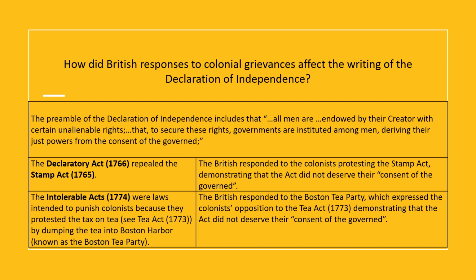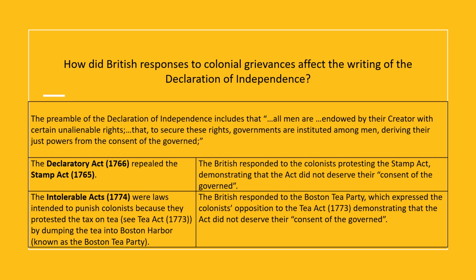So how did British responses to colonial grievances affect the writing of the Declaration of Independence? Well, first we should look at the preamble of the Declaration, which includes that all men are endowed by their Creator with certain unalienable rights, God-given rights, that cannot be taken away by government, that to secure these rights, governments are instituted among men, deriving their just powers from the consent of the governed. And so in essence, what the Declaration of Independence is saying is, this is how we've been governed, and we do not consent to it.